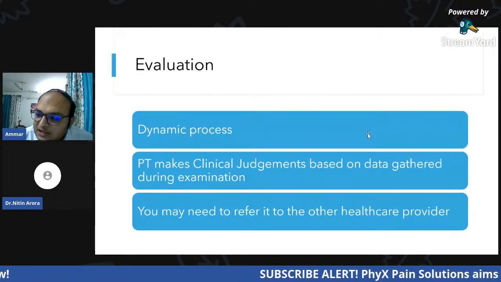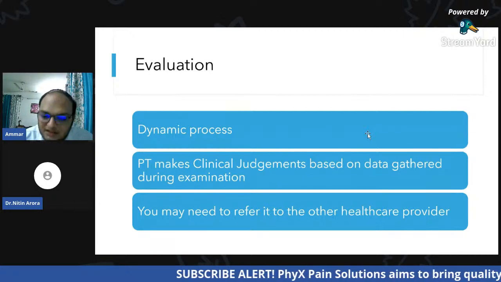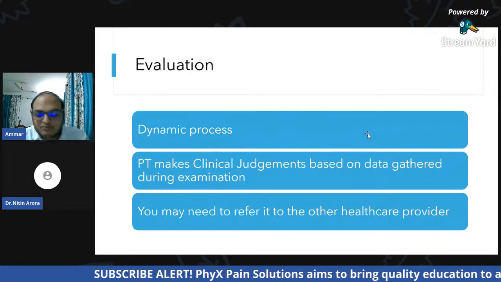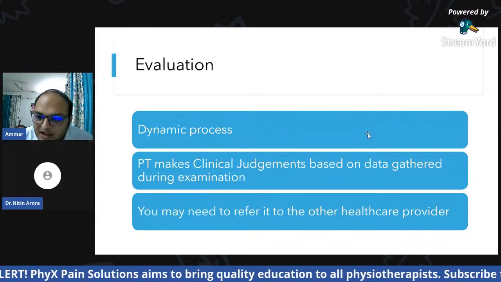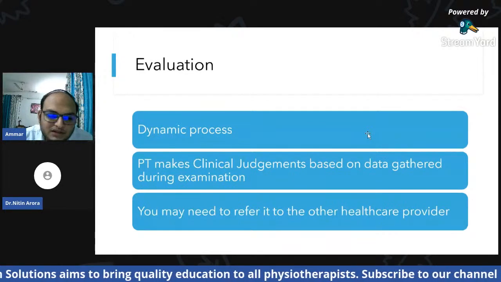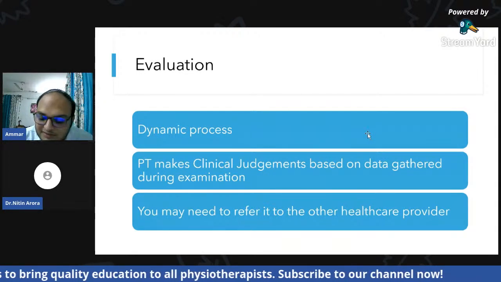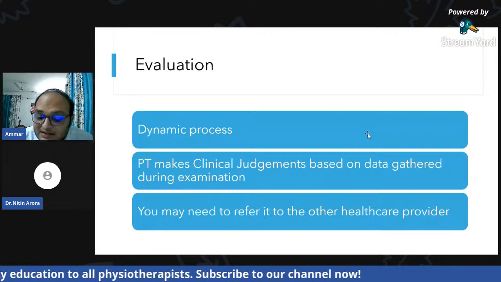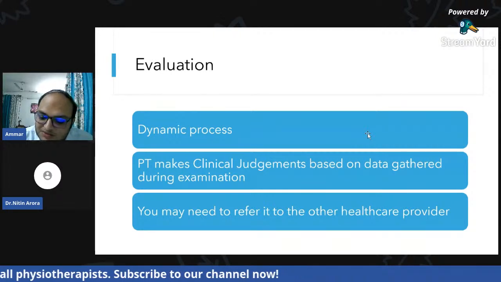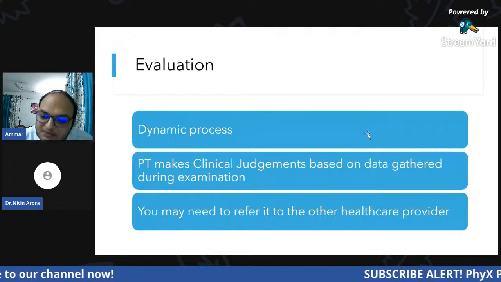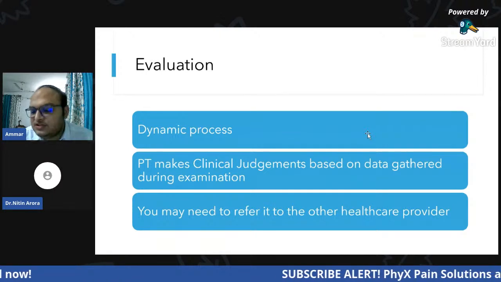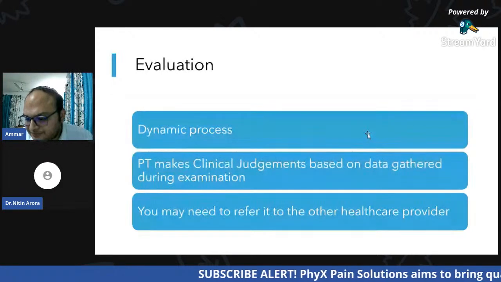We need to refer them. After the referral, we can see them. It's not like we will not see them, but maybe sometimes we need to refer them. For example, patient is telling, I'm losing my weight. 10 kgs I've lost within 3 days. It's a red flag. We need to refer this patient. This patient is having something sinister. So don't treat everyone. Please make sure that you screen for red flags.